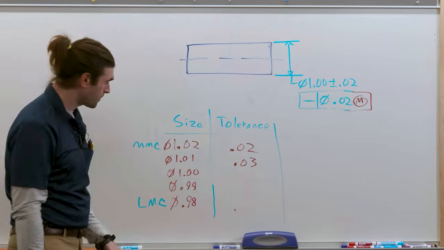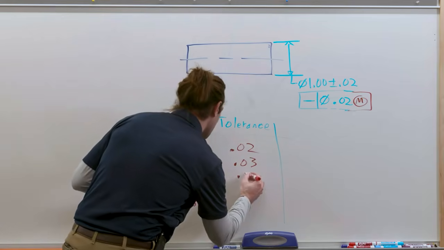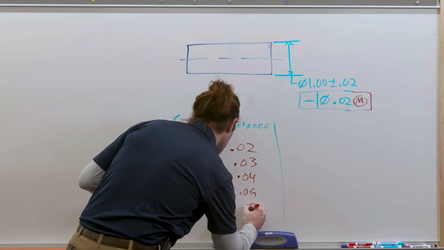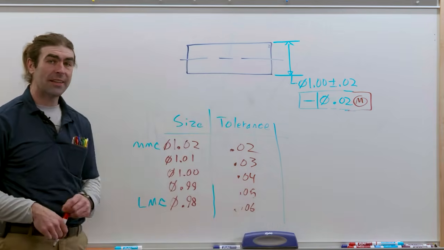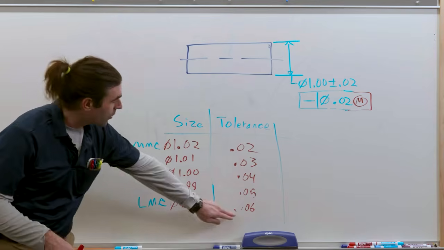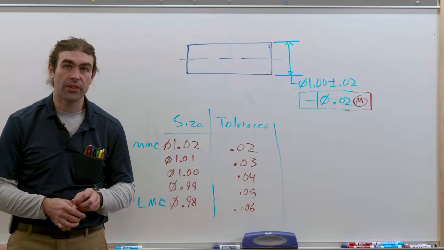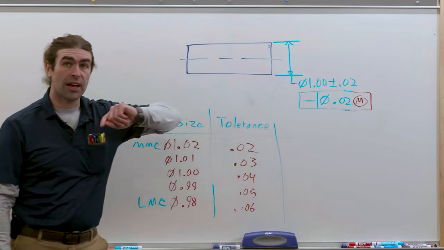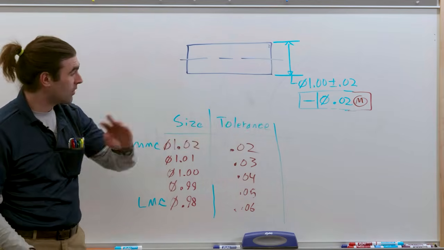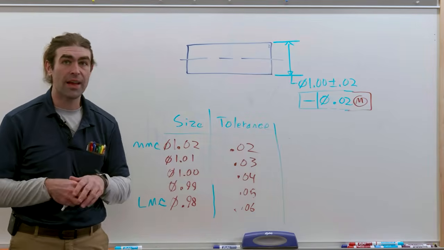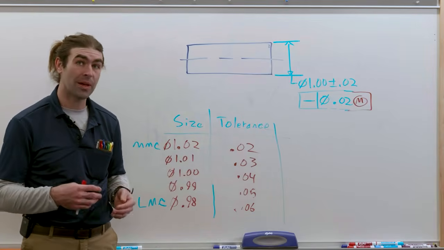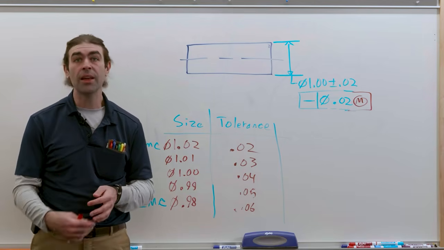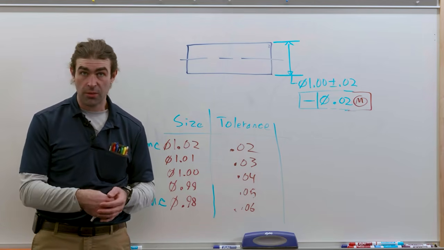Simple enough, right? Same thing, we just keep going down the list. If the pin comes in at its LMC, you're allowed 60 thousandths of geometric tolerance. That's also equal to the total size tolerance, 40 thousandths, right? So we just add 40 thousandths to the 20 thousandths to see the total amount of geometric tolerance that may result if the pin comes in toward its LMC, okay?